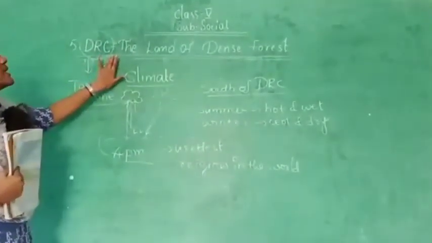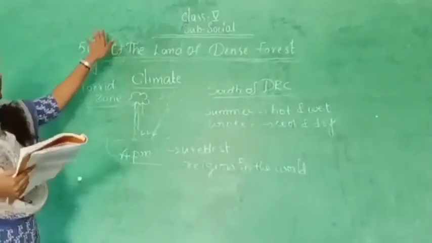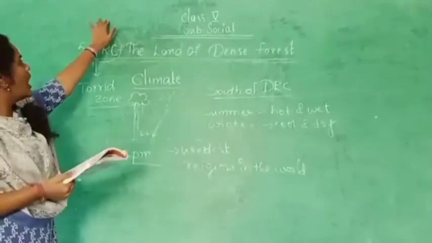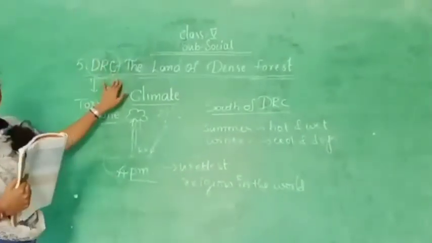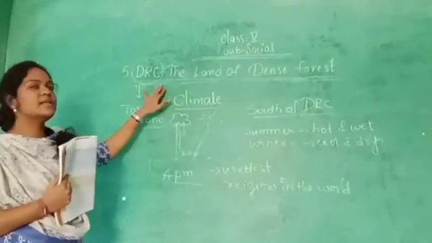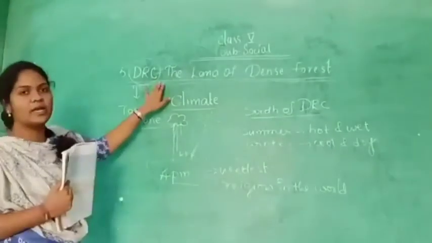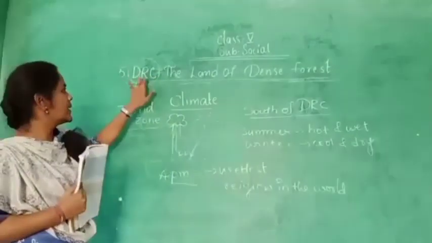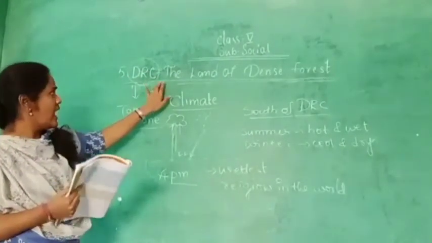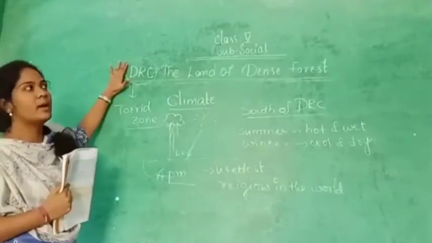In 1960 it became independent from Belgium. Before that its name was Belgian Congo. After that, in 1971, they changed the country name to Zaire. Again in 1997 they changed the country name to DRC. Presently we are calling it DRC only, no? Democratic Republic of Congo. Okay, and this country is watered by the Congo River.